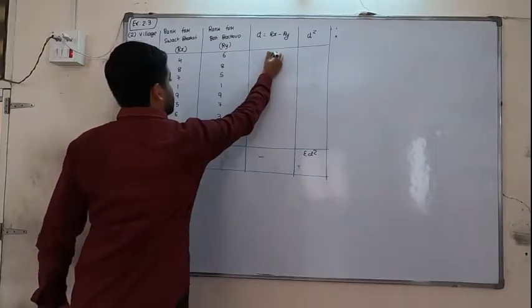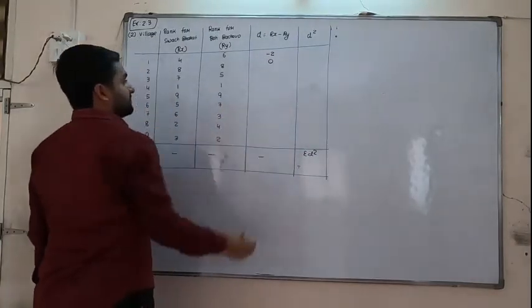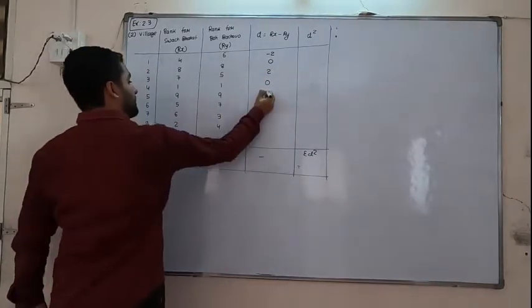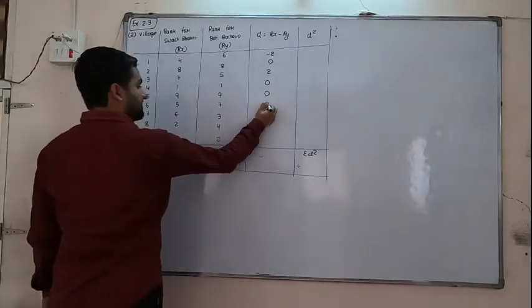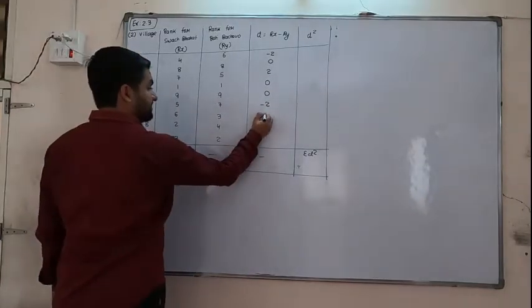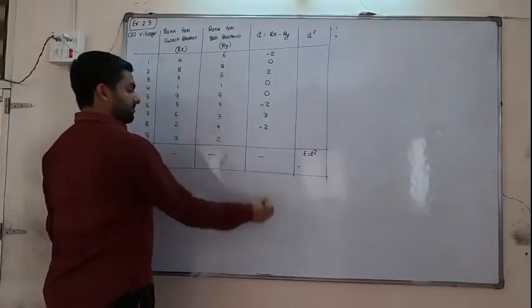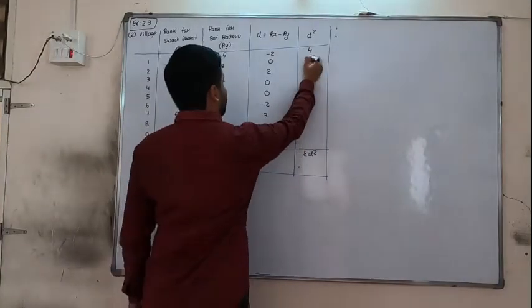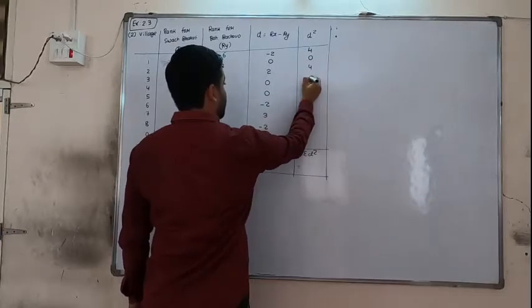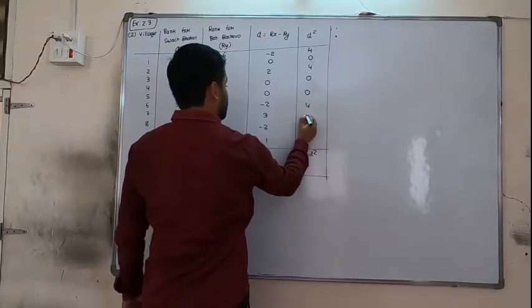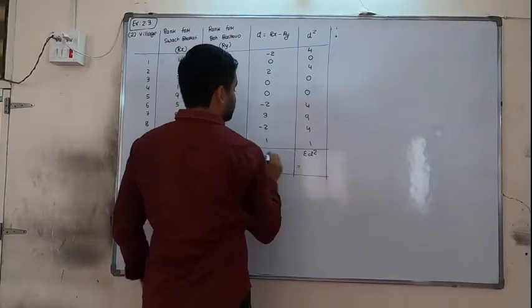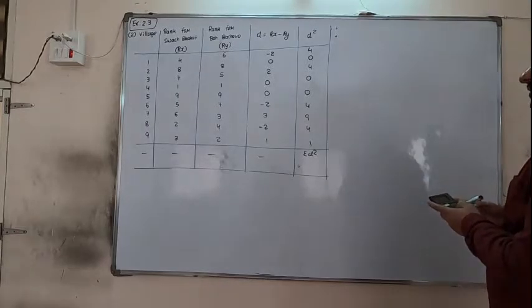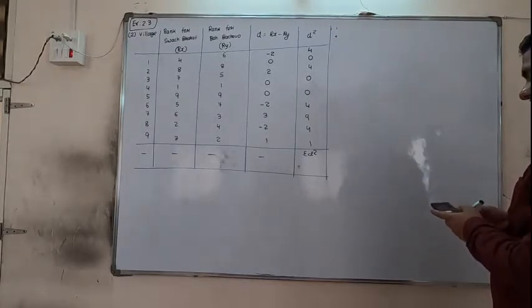4 minus 6 is minus 2, 8 minus 8 is 0, 7 minus 5 is 2, 1 minus 1 is 0, 9 minus 9 is 0, 5 minus 7 is minus 2, 6 minus 3 is 3, 2 minus 4 is minus 2, 3 minus 2 is 1. Now the squares: minus 2 square is 4, 0, 0, 2 square is 4, 0, 0, 4, 9, 4, 1.